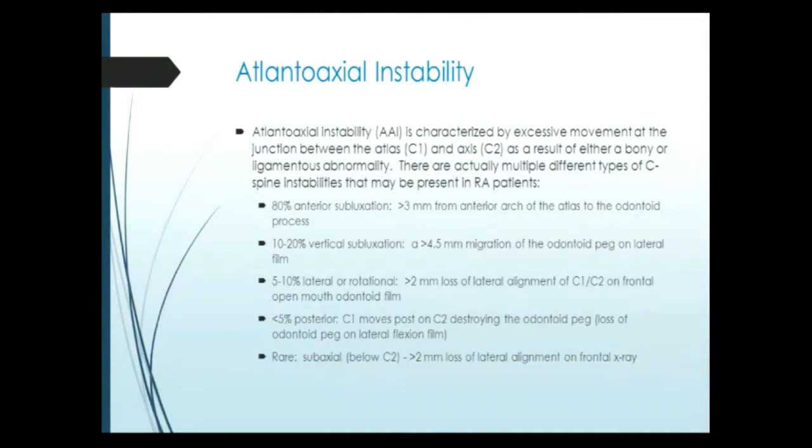Posterior is also very, very dangerous, where C1 moves posterior on C2, and essentially what you see on X-ray is that the peg is gone. It actually breaks off the odontoid peg, and that one is really severe and serious. Then quite rare, but it still exists, is the subaxial. This is below C2, so it's not actually atlantoaxial. It's what they call the stepladder formation of the C-spine from C2 to C7, a loss of lateral alignment of each of those C-spine bodies, which looks almost like a stepladder deformation, and again, that's quite rare.